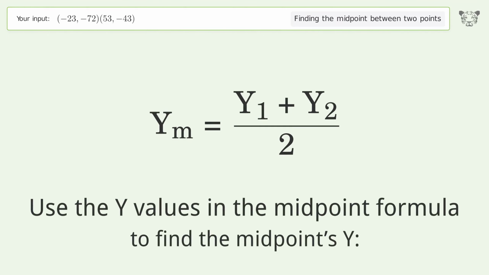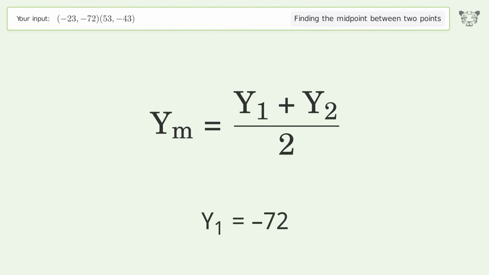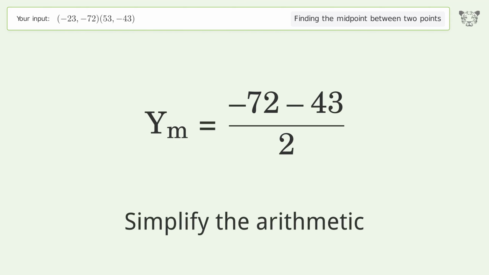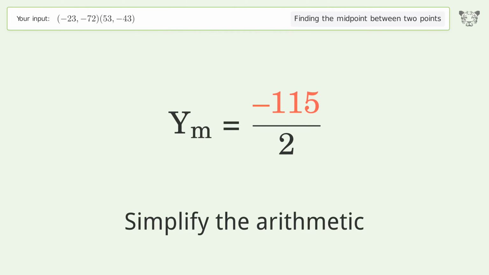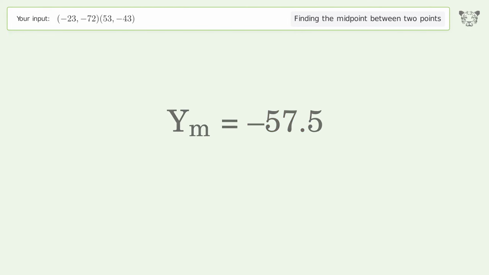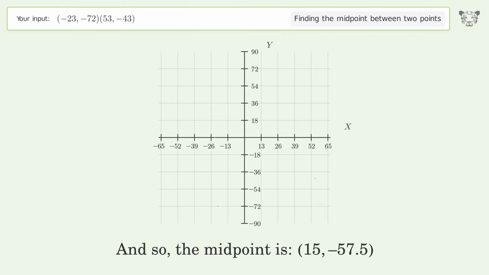Use the y values in the midpoint formula to find the midpoint's y. y1 equals negative 72. y2 equals negative 43. Simplify the arithmetic. And so, the midpoint is 15, negative 57.5.